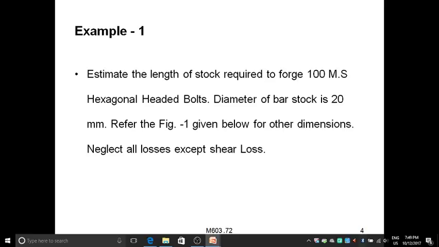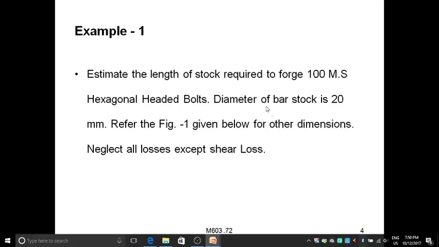Estimate the length of the stock required to forge 100 mild steel hexagonal headed bolts. In the previous examples we calculated the volume and weight for one piece, but in this case it is 100 mild steel hexagonal headed bolts. So you see here the diameter of the bar stock.